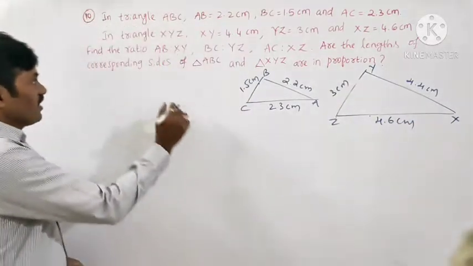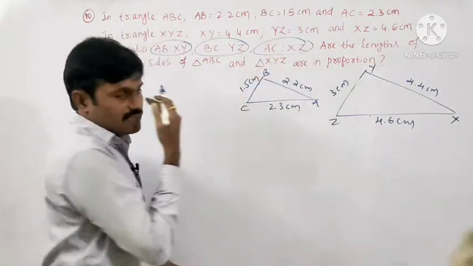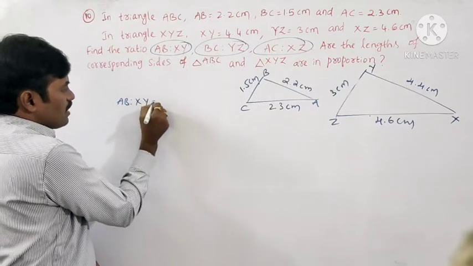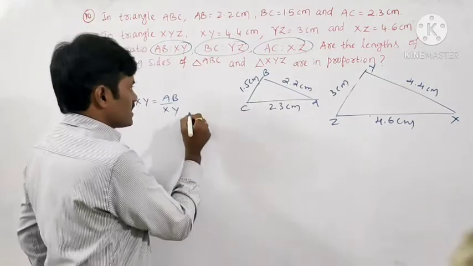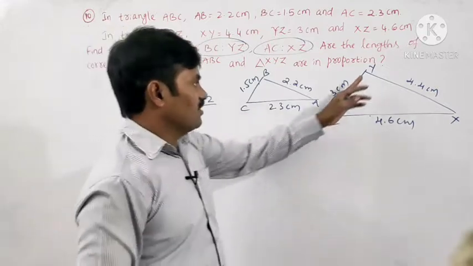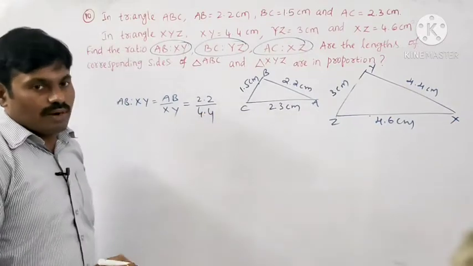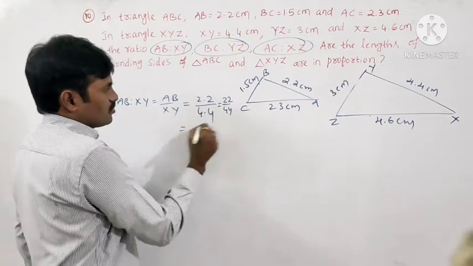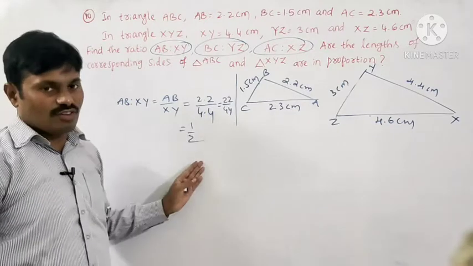Now they asked us to find the ratio of AB is to XY, BC is to YZ, AC is to XZ. Here AB is to XY means AB by XY. What is the value of AB? 2.2 by XY value 4.4. The decimal place cancelled, so 22 by 44. So 22 by 44 is 1 by 2. Clearly, AB is to XY value is 1 by 2.